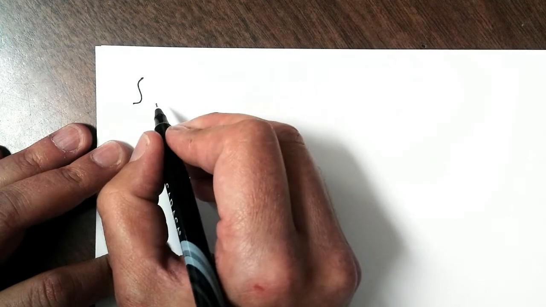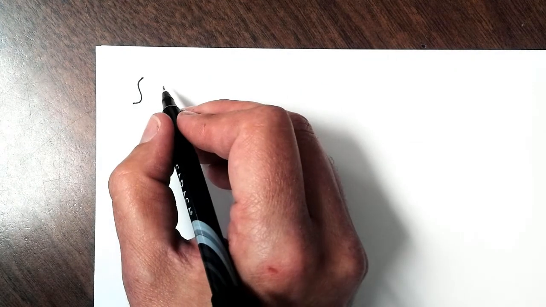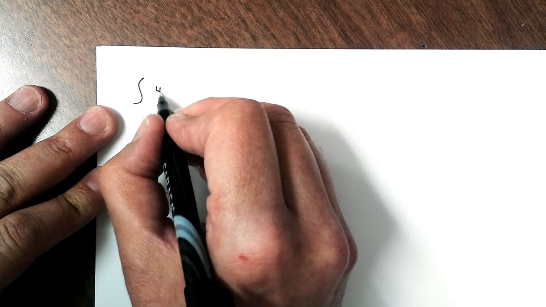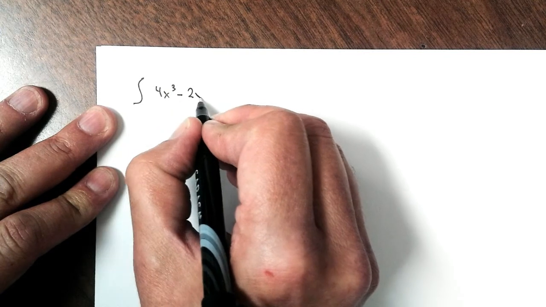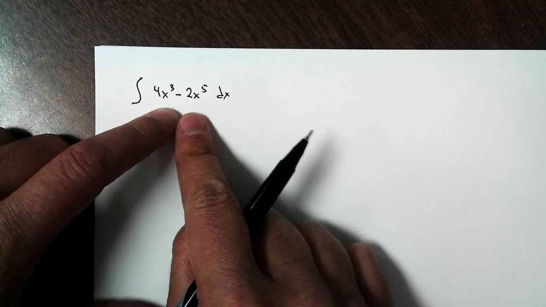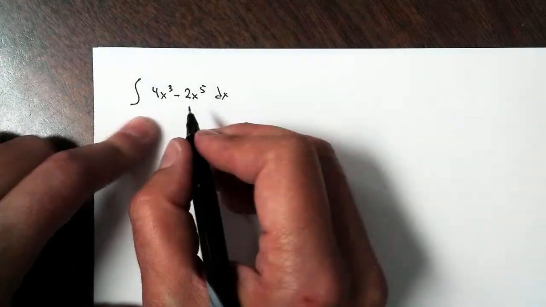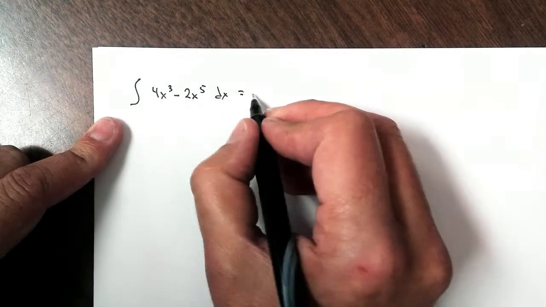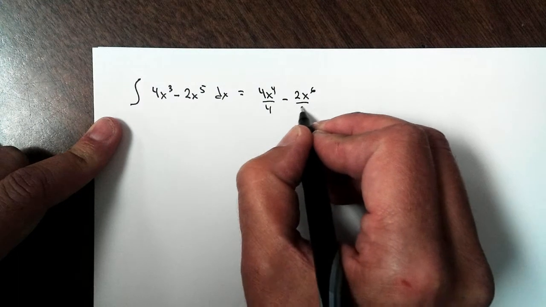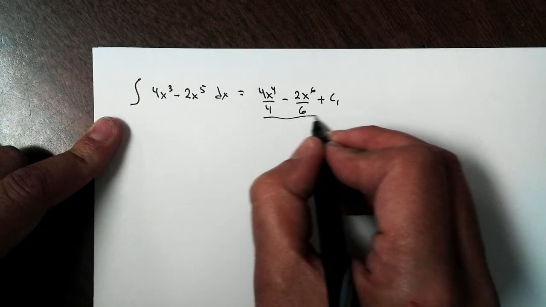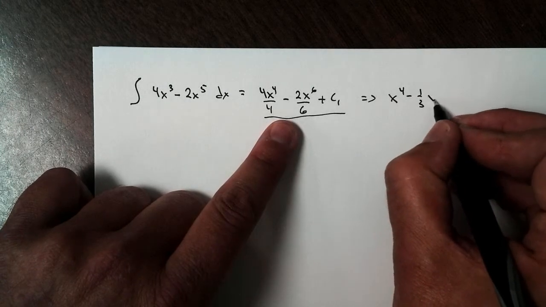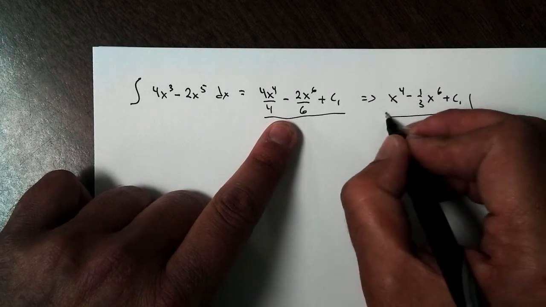What if I have something like the antiderivative of 4x cubed minus 2x to the 5th dx? Now this is not a chain rule right here. This is just a straightforward power rule. And my rule says add 1. So I get 4x to the 4th over 4 minus 2x to the 6th over 6 plus c1. I can leave it like that. AP is okay with that. But if you simplify it, x to the 5th minus 1/3 x to the 6th plus c1 right there.